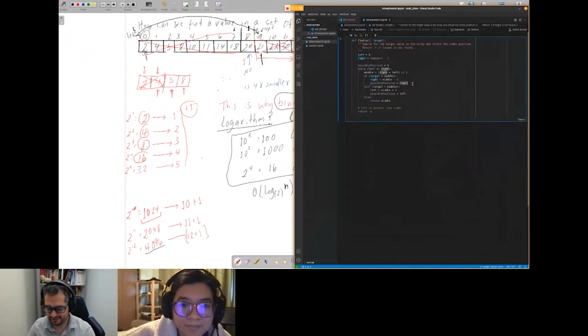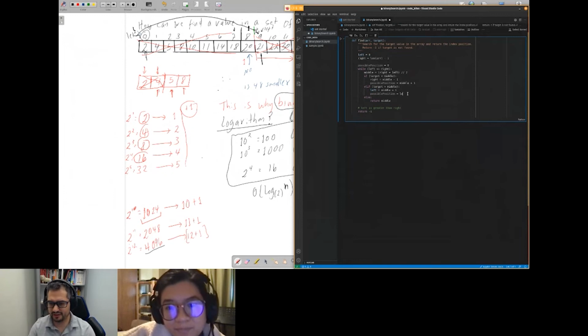Possible position in here could actually be one after. It would be middle plus 1 to the other side. And here would be middle minus 1, because I'll be inserting it after.